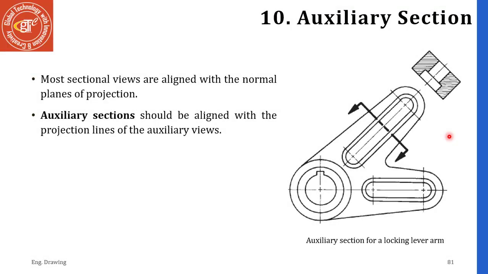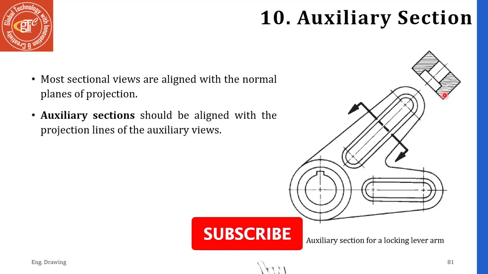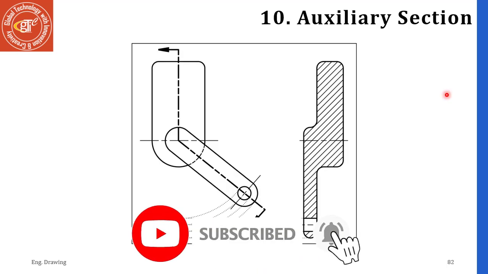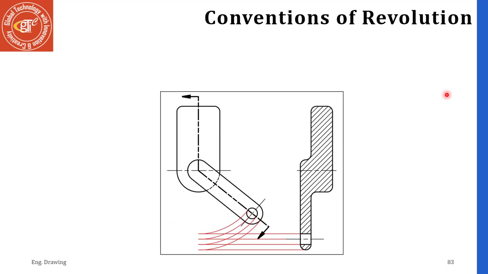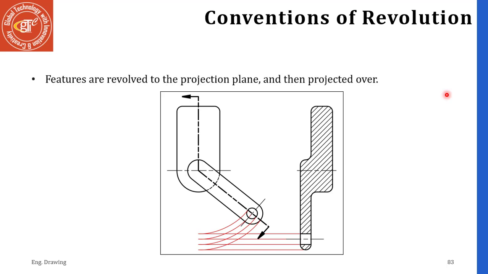Auxiliary section view. Most sectional views are aligned with the normal plane of projection, while an auxiliary section should be aligned with the projection line of an auxiliary view. Here you can see the auxiliary section view for a loading lever arm. Here you can see another example of auxiliary section view. Here you can see the convention of revolution. So features are revolved to the projection plane and then projected over.